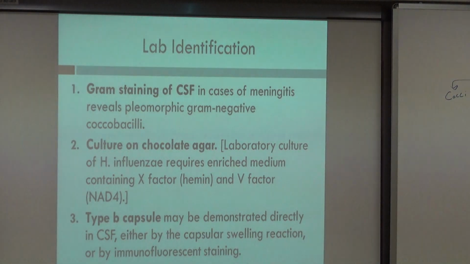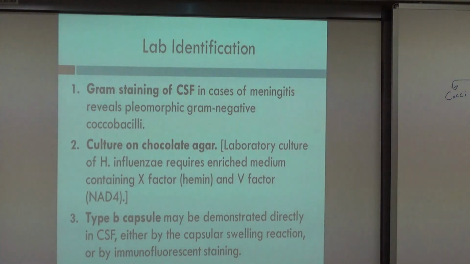How to identify Haemophilus influenzae? If we are suspecting meningitis, we can identify it by Gram staining of cerebrospinal fluid. We can take a sample from the cerebrospinal fluid, looking for bacteria, the gram-negative bacillus, in the CSF.